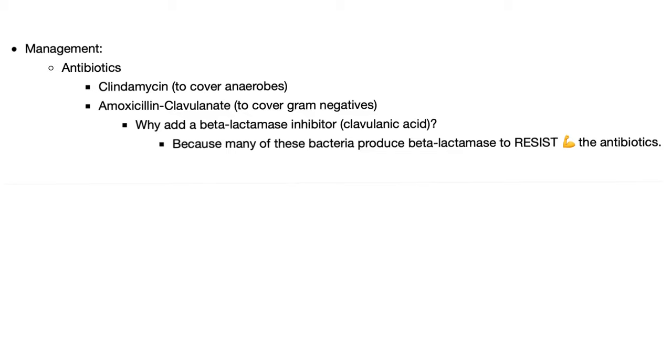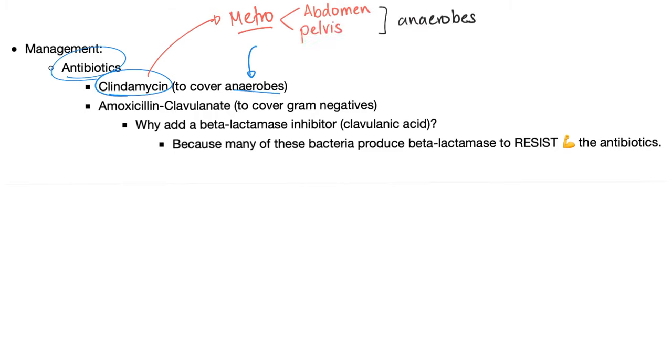How to manage lung abscess? You need antibiotics. To cover anaerobes, use clindamycin. Because we are talking about the lung here, what if the anaerobes are in your abdomen? Let's say a pseudomembranous colitis. In that case, we use metronidazole. So metronidazole is only for abdomen and pelvis anaerobes.